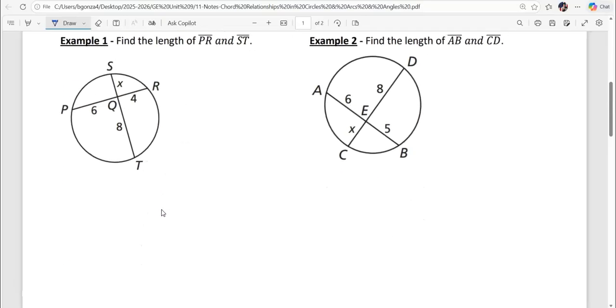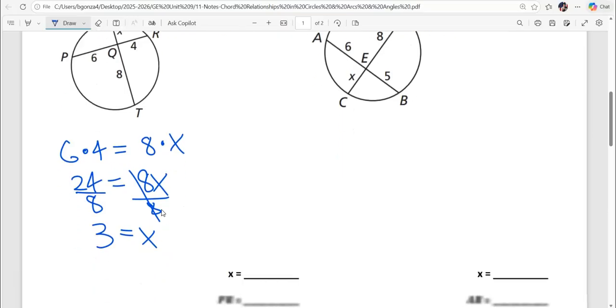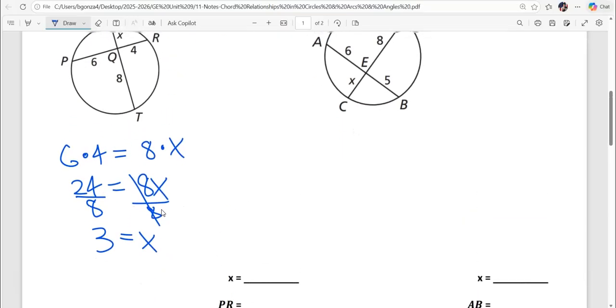Let's do it. All right, it's going to be easy. This times this equals 8 times x. 6 times 4 is 24. 8 times x is 8x. Divide by 8 to get rid of that coefficient, and you get 3 equals x.